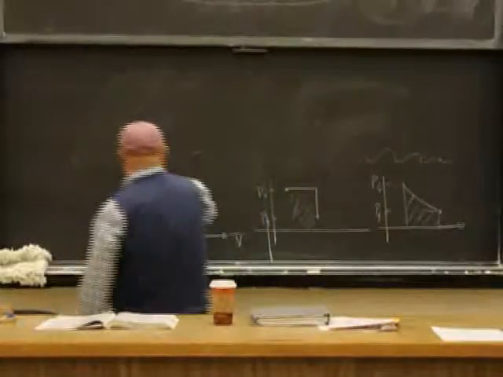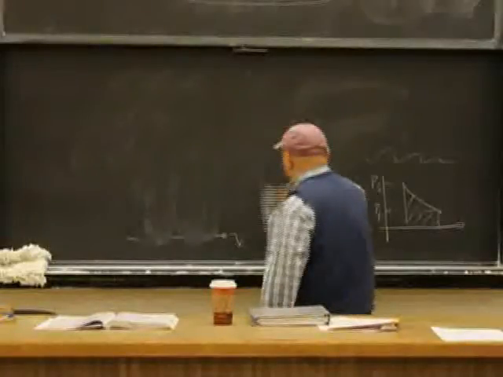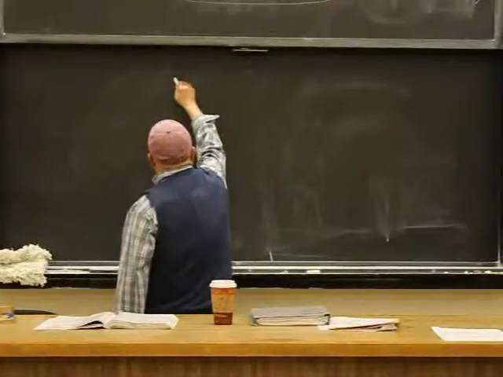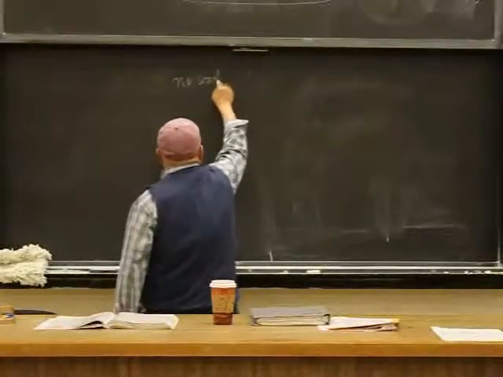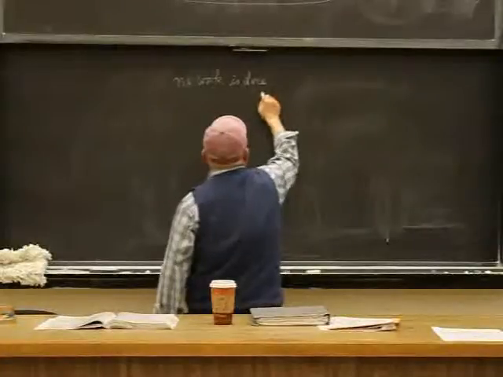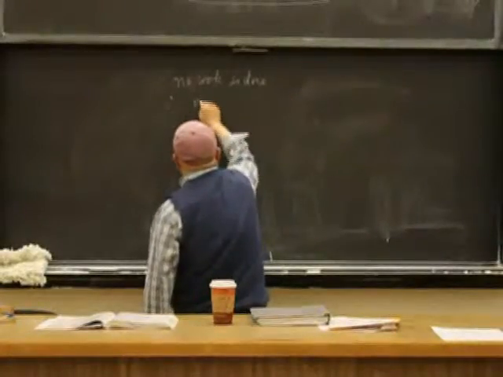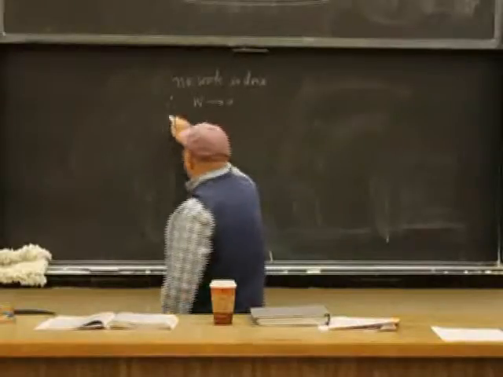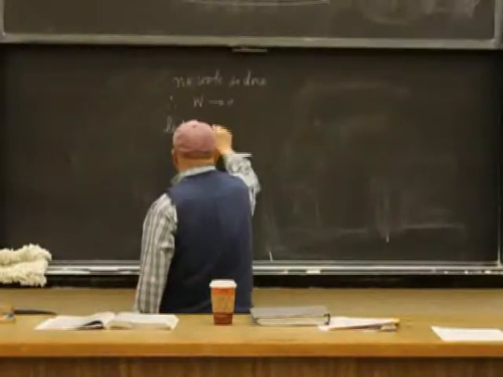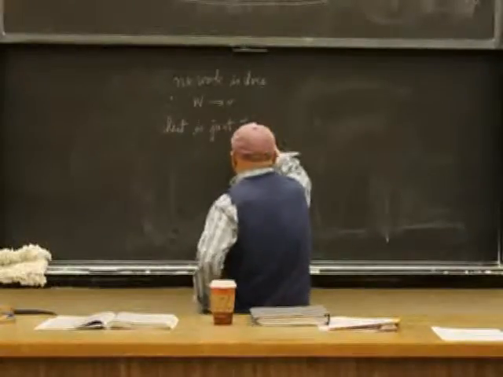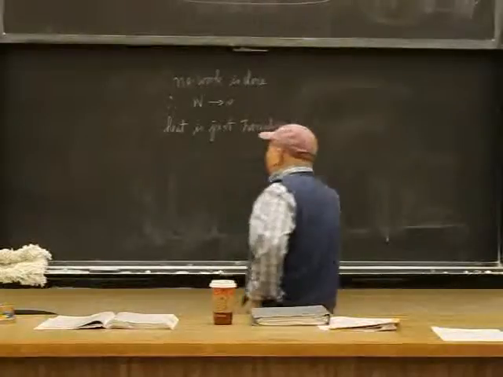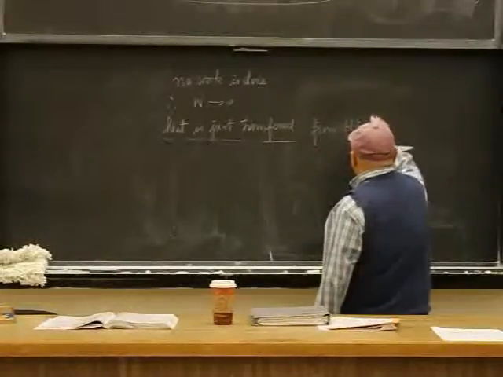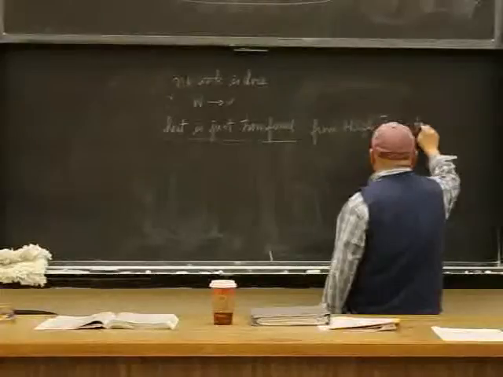Another case of conservation of energy is when the system does no work, so no work is being done from one object to another. That means W equals 0, and the heat is just transferred from high temperature to low temperature.